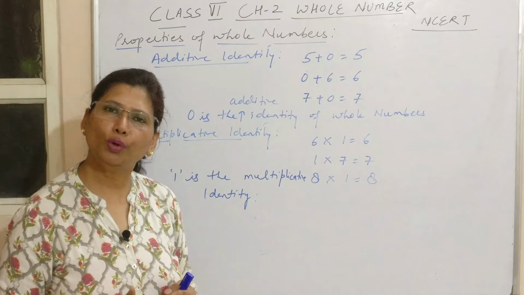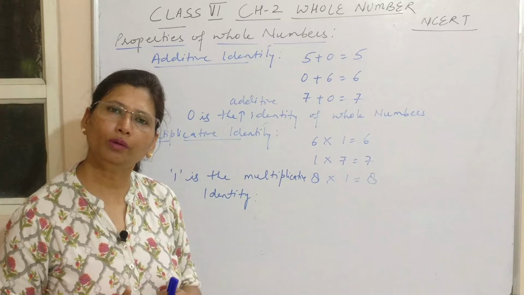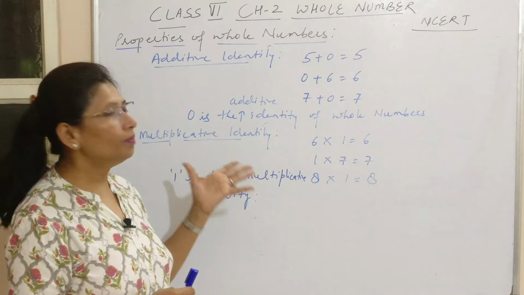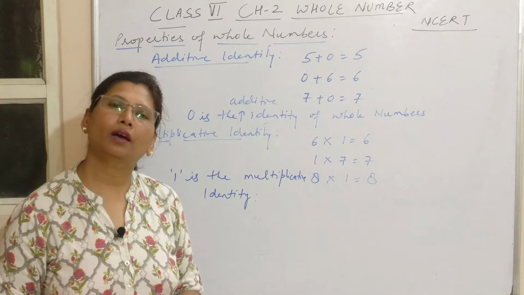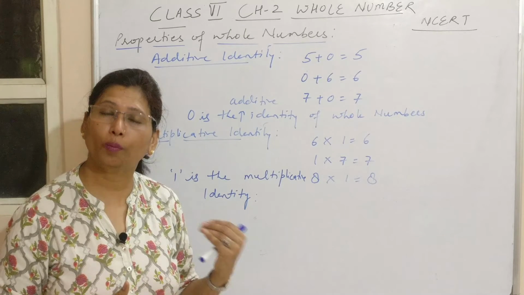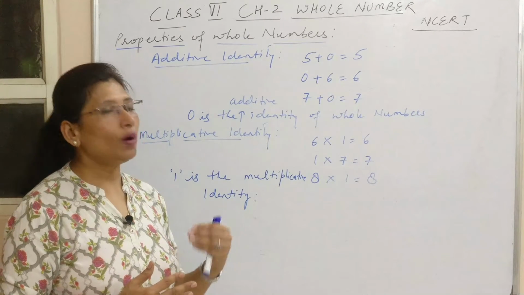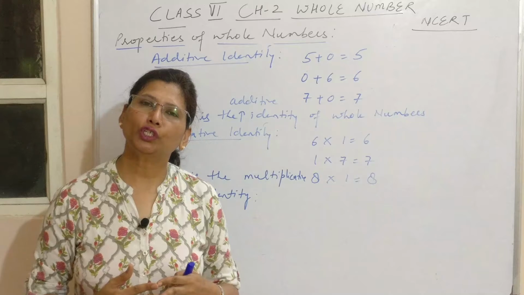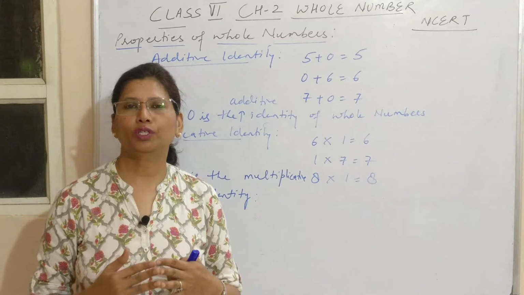Unless you know the multiplicative identity, how would you find out the multiplicative inverse? These are simple properties, but at times they are asked in objective type questions, like what is the multiplicative identity of whole numbers, so they cannot be ignored. Now I am taking question number 1 and question number 2 of exercise 2.2, which we have to solve by proper rearrangement.